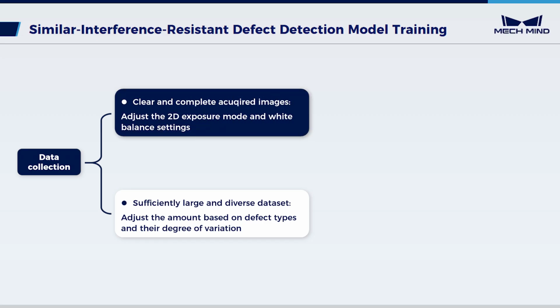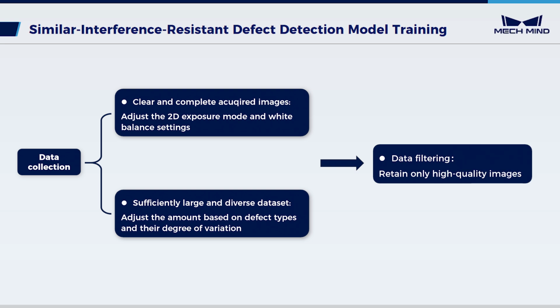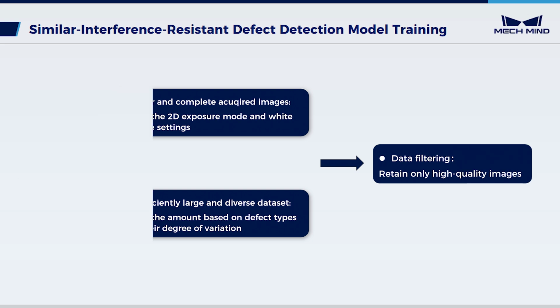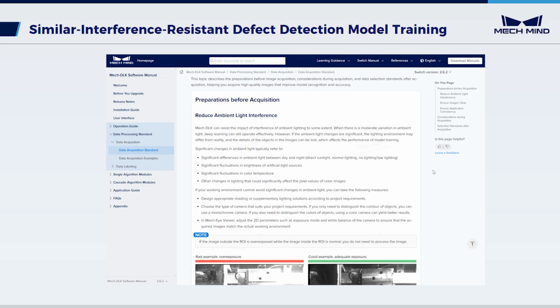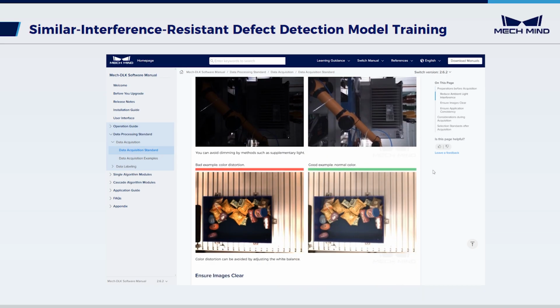During image acquisition, adjust the 2D exposure mode and white balance settings to improve image quality based on project requirements. In addition, adjust the amount of data collected based on defect types and their degree of variation. After collection, select only high-quality images for labeling and training. Please refer to our documentation for details. Next, proceed to data processing.